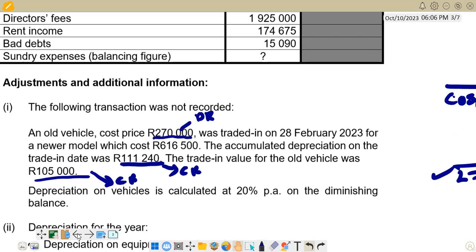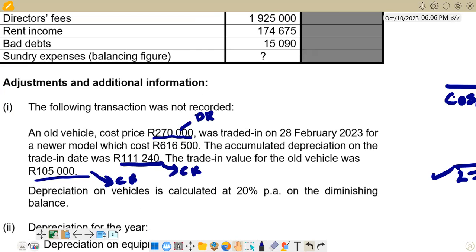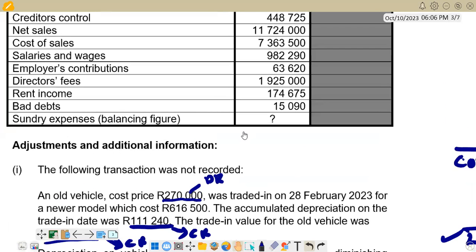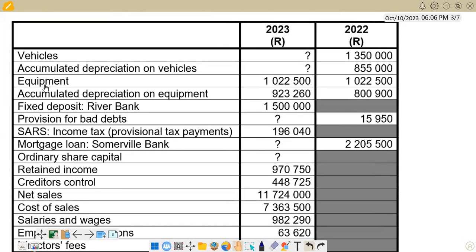If you come here, you'd find that the year ended 28 February 2023, and that's when the old vehicle was sold. So it means for that year it stayed the whole year. So you're going to charge depreciation for that old vehicle for the whole year. We are not going to apportion in terms of the number of months that it stayed, because it stayed 12 months. So we are just going to calculate as normal there. If you go through all the balances that we are given there, we are going to calculate the depreciation. We have the equipment as a non-current asset, and also vehicles as a non-current asset.